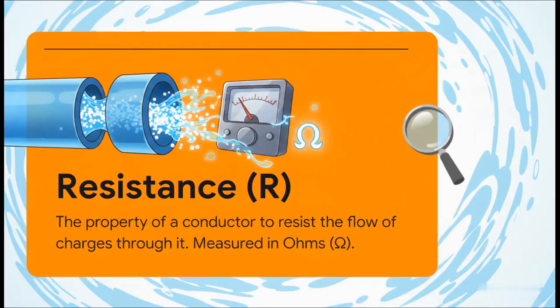And our third pillar is resistance, R. This is basically anything that tries to slow that flow down. In our water pipe analogy, resistance is like a narrow, pinched section of the pipe that makes it way harder for the water to squeeze through. And we measure this in a unit called ohms.